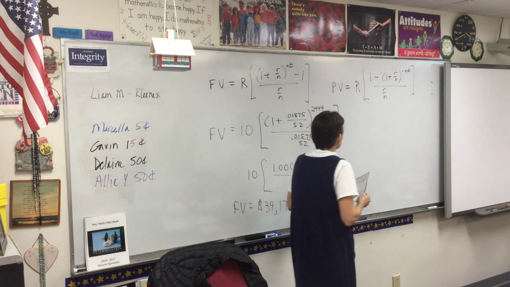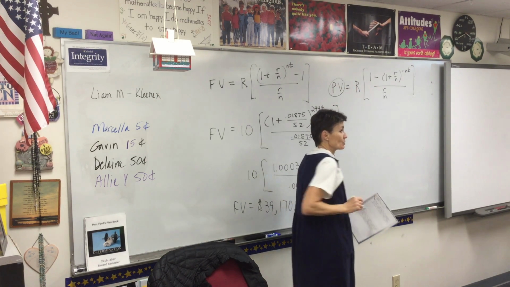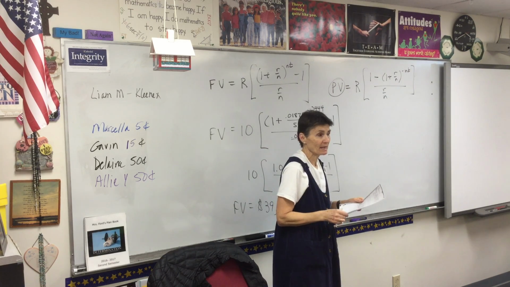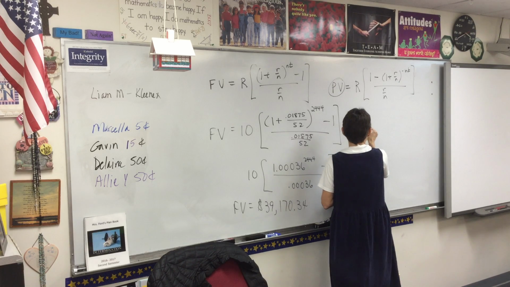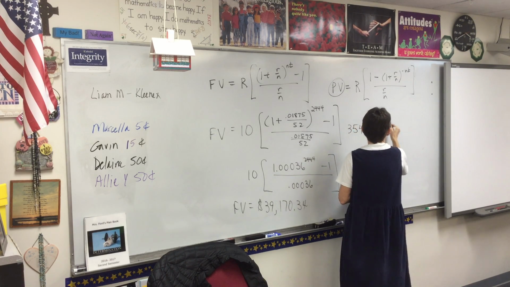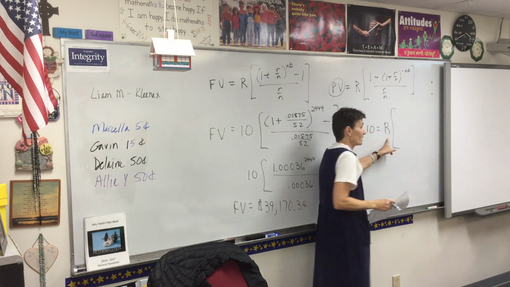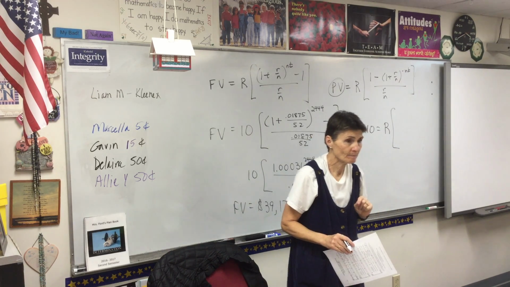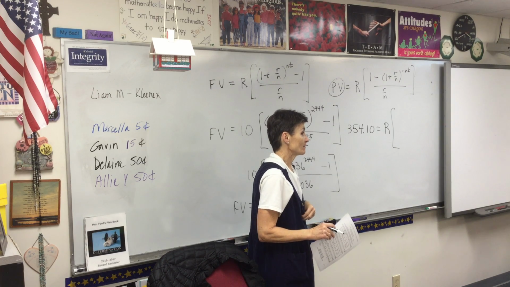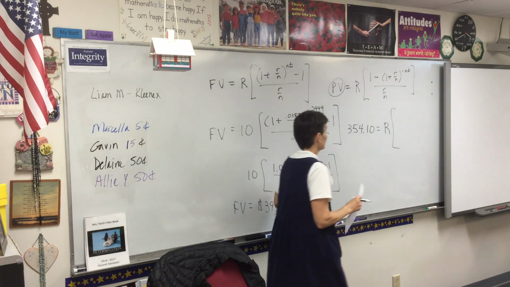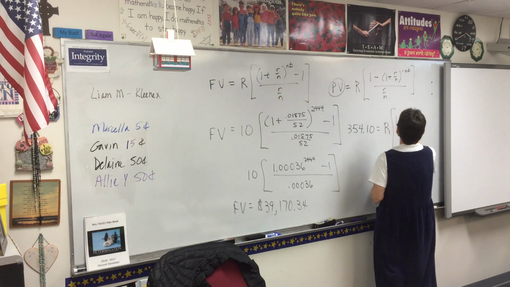All right. Do we know how much the debt is? Do we know the present value of the debt? Yes. It's $354.10. We do not know big R, because what's big R? That's what you're trying to find. That's the payment. How much does she have to pay? That's what I'm trying to find. Everything else I should know.